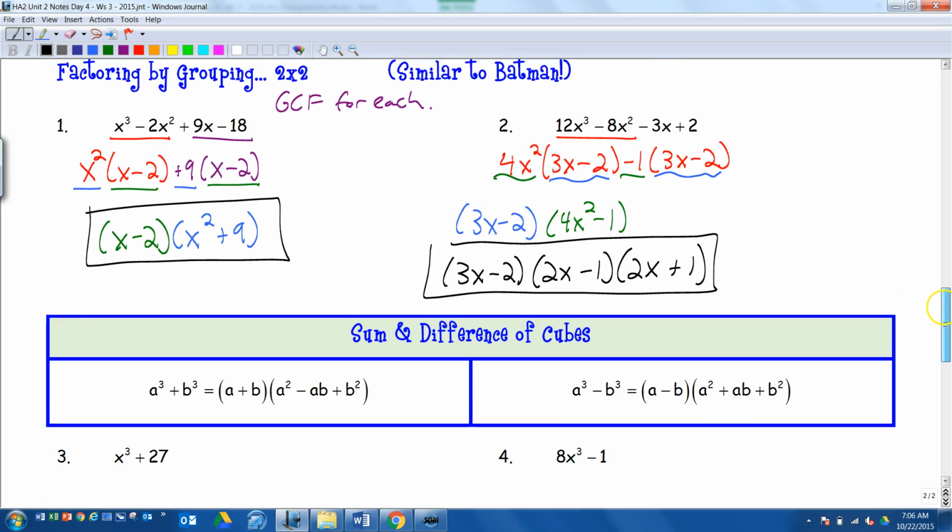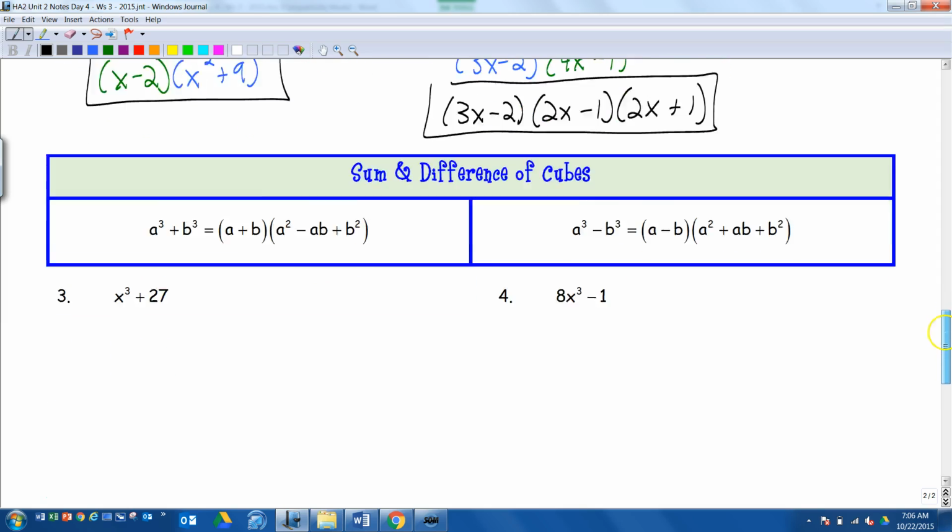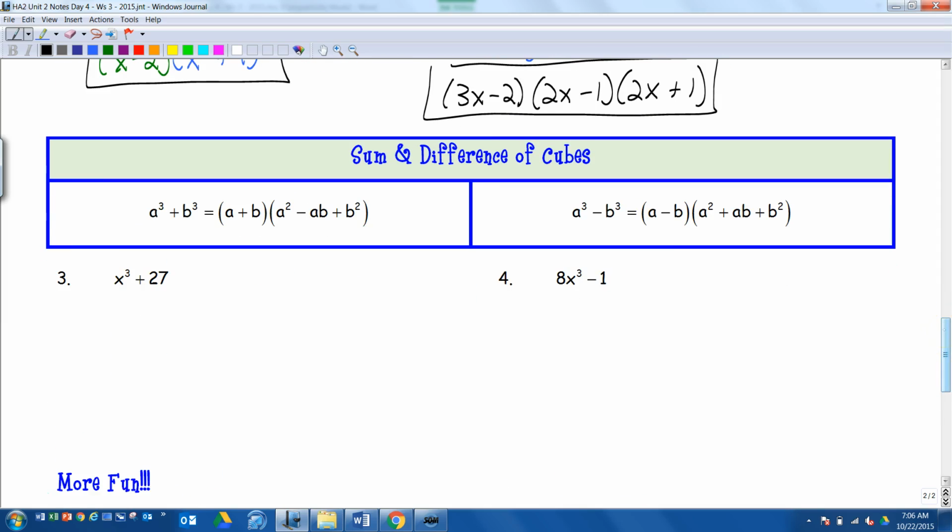Alright, so now this is the new one. Sum and difference of cubes. You will need to remember this. This is different than when we multiplied something by itself 3 times. We're not doing that. We have two things that you can cube root, and there's a way to factor them. And you can do sum or difference.